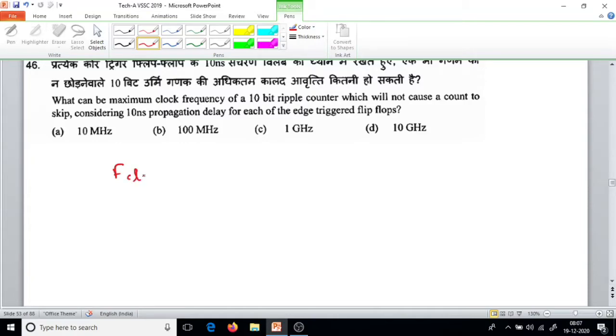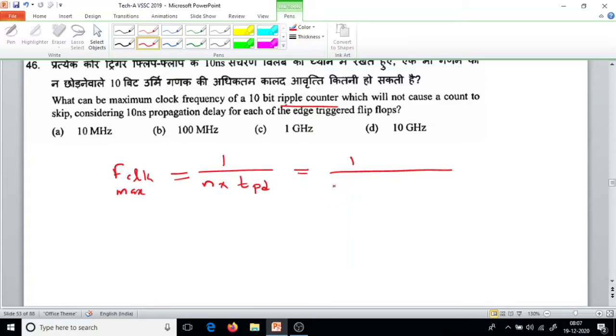Clock frequency, f_clk. The maximum clock frequency is given by 1 divided by n, the number of flip-flops, multiplied by the propagation delay. In this one, what is the propagation delay for each? This is a ripple counter, so the propagation delays get added in a ripple counter.